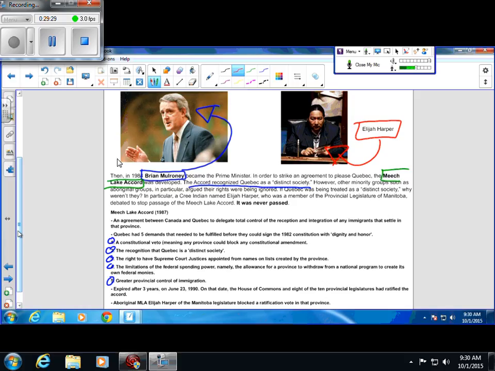Okay, so basically, since he stepped up and voiced his opinion, it kind of stopped this. Basically, what happened was that the Meech Lake Accord was never signed. It was never passed. It was just a proposal proposed by Brian Mulroney, but it was never actually passed, thanks to Elijah Harper. Okay, so he stood up, he fought for First Nations, Indigenous, Aboriginal people's rights as an individual. Okay, so that's why he was a key figure.